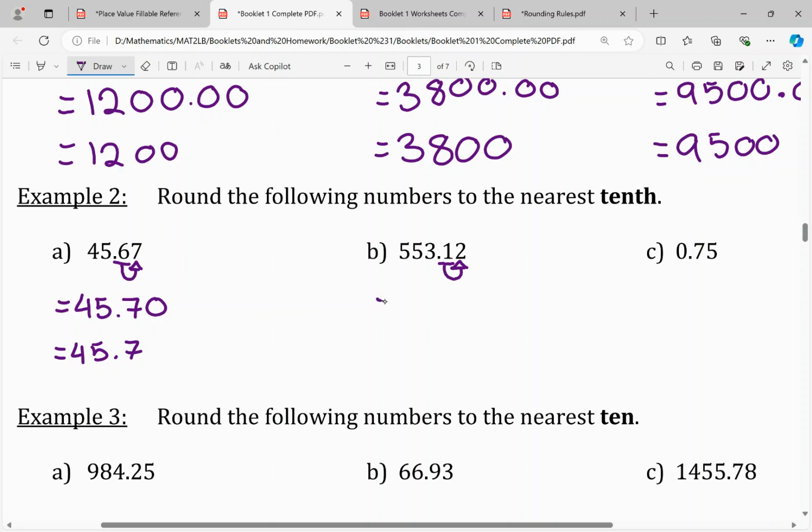So you rewrite everything as is, but when you get to the number that you're rounding, because we're rounding down, that means that it stays the same. And everything after becomes 0, which if you want, you can choose to leave out.